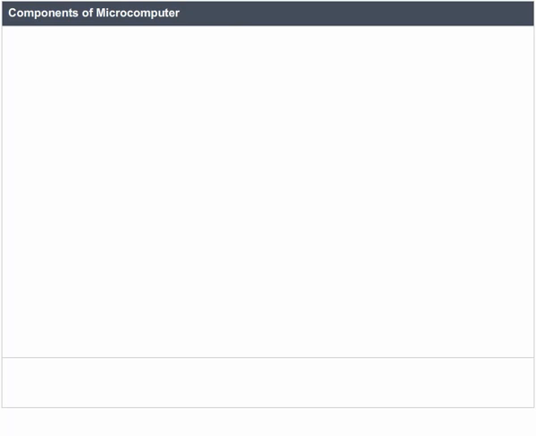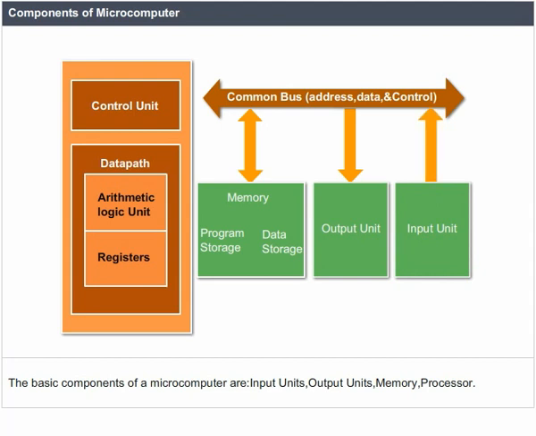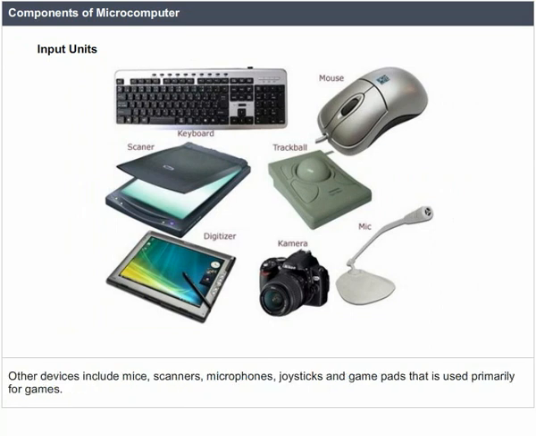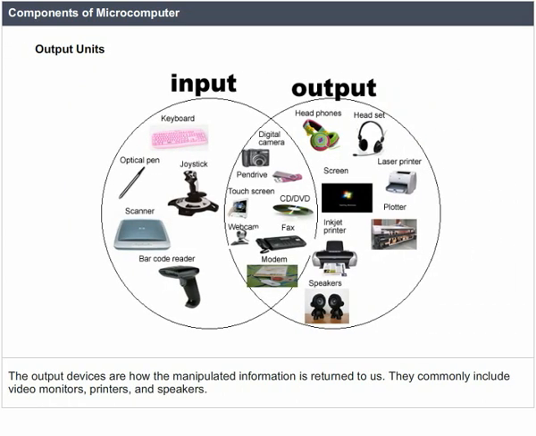Components of microcomputer. The basic components of a microcomputer are input units, output units, memory, processor. Input units. Devices that allow you to enter information into the computer. A keyboard and mouse are the standard way to interact with the computer. Other devices include scanners, microphones, joysticks, and gamepads that are used primarily for games. Output units. The output devices are how the manipulated information is returned to us. They commonly include video monitors, printers, and speakers.